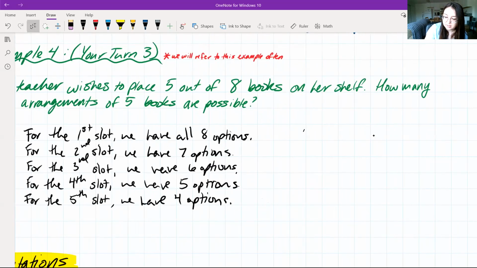So we want to fill in our slots. So let's say it's first slot, second slot, third slot, fourth slot, fifth slot. We can label this just as before.